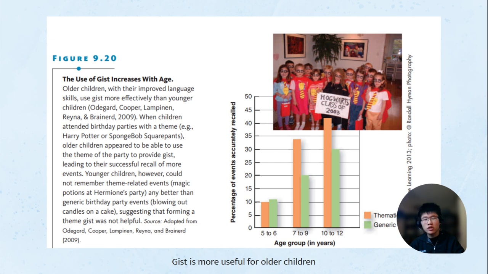If a young child went to a birthday party that was Harry Potter themed, and then I ask them, well, what happened during the party? They will struggle to use the theme to provide gist accounts of events that happened, whereas an older individual would be able to use the theme of Harry Potter to remind them of Harry Potter related events that happened during the birthday party.